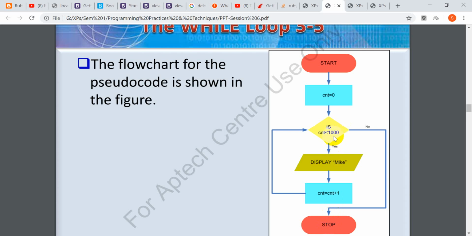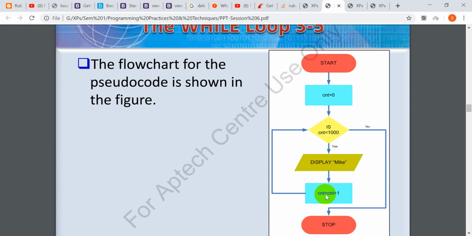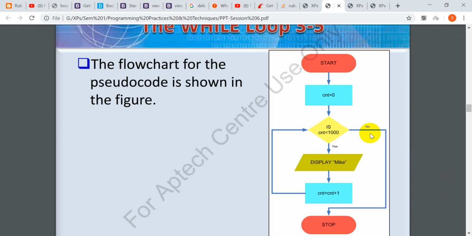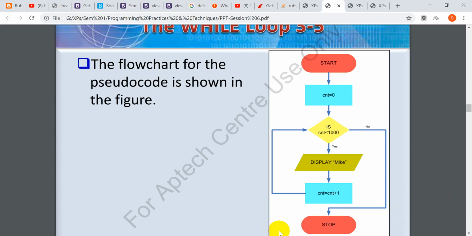If it is yes, if it is less than 1000, it will keep on displaying Mike. Then process. This is the process again. The process is what? If you increment, it will be incrementing by what? 1. Count plus 1. This 0 is equal to 0 plus 1, 1, 1 plus 1, 2, 2 plus 1, 3, 3 plus 1, 4. And if it is no, if it is greater than 1000. Is count less than 1000? No. Maybe it reaches 999, it reaches 1000. It should just go and stop the program, because it didn't meet the condition. The condition is not true because the condition says less than 1000.